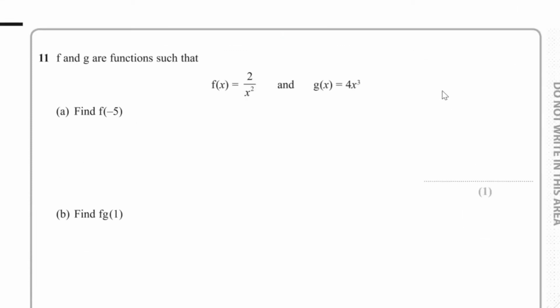Question number 11. f and g are functions such that f of x is 2 over x squared and g of x is 4x cubed. We have to find for part A f of minus 5. Well, f of minus 5, we have to replace the x with minus 5. So we have 2 over minus 5 squared. And it turns out we have 2 over 25.